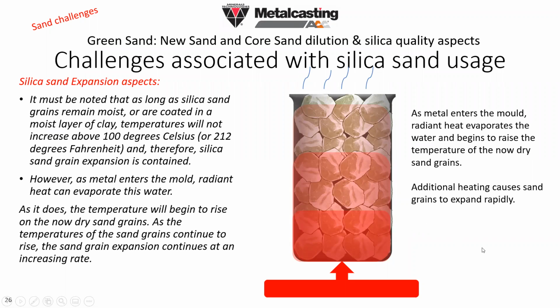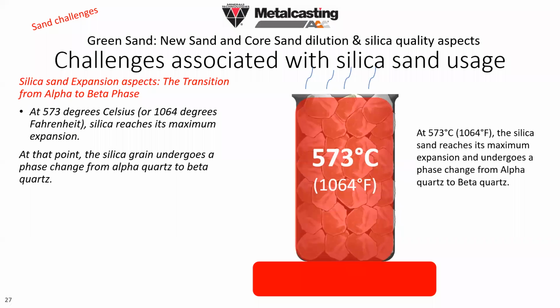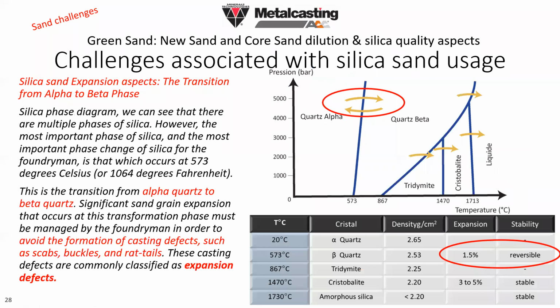The next slide is showing that at 573 degrees, you have a very brutal change from one phase to another, from alpha to beta phase, and it is associated with very big volume changes. The next slide can show you even better, because we have a graph and also an explanation with a table.